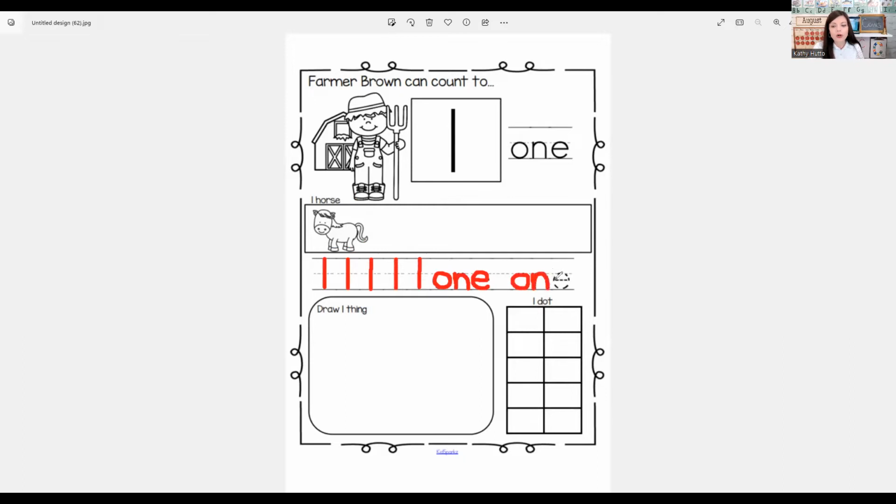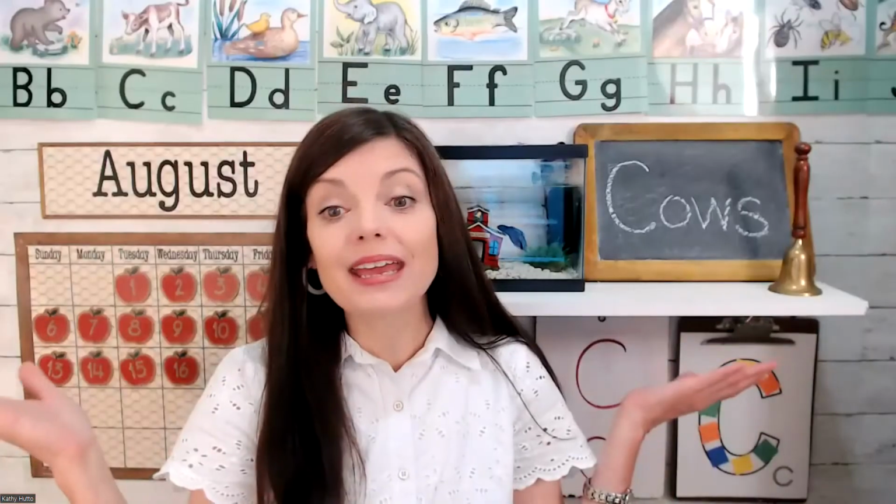Okay, this is the word 1, O-N-E. And now we're going to draw 1 dot, and then this space says draw 1 thing. Now you can draw anything you want to. I'm going to draw 1 ice cream cone with the cherry on the top. So there you have it. Farmer Brown can count to 1, and so can we.